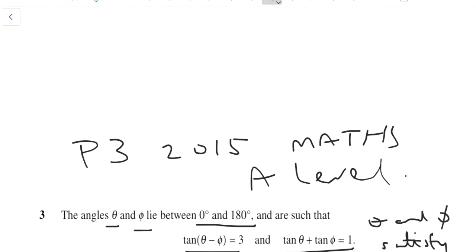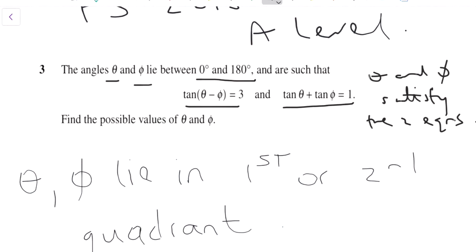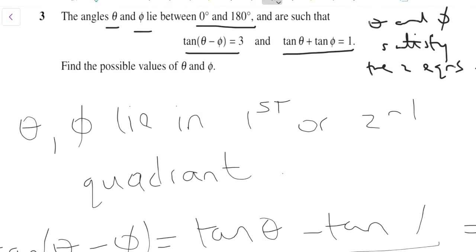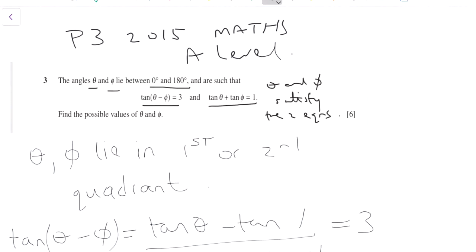So that's a pretty easy question. Let's see how to do it. So there you go. I said that theta and phi lie in the first or second quadrant. And I use an identity. Let me zoom out. So I use the identity, which is shown here. And you should try to remember those identities. And if you practice enough, you should remember them. But also feel free to use the formula sheet.